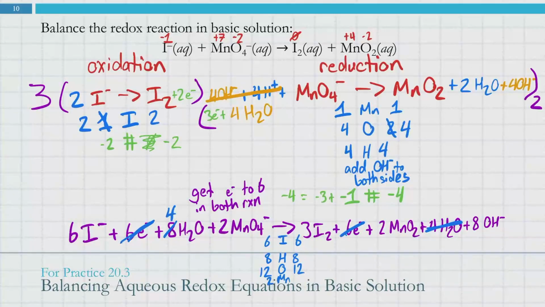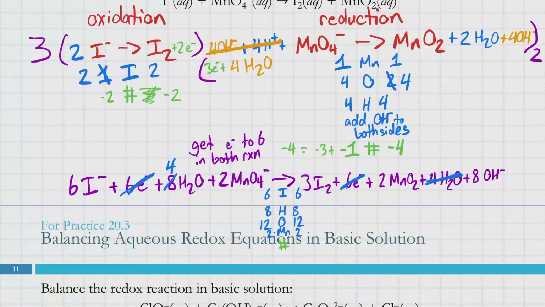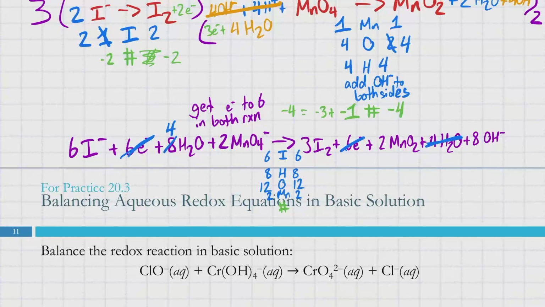Our manganese, we've got 2 and 2. And then for charge, really spilling over as much as possible into the next slide, we've got 6 minus and 2 minus, which is 8 minus. And on the right side, neutral, neutral, and 8 times 1 minus, for a total of 8 minus. Questions?